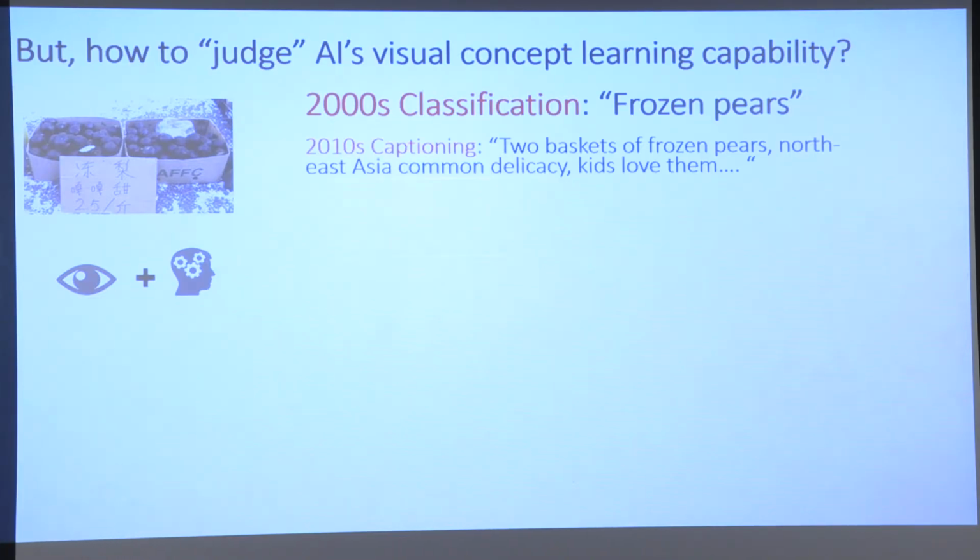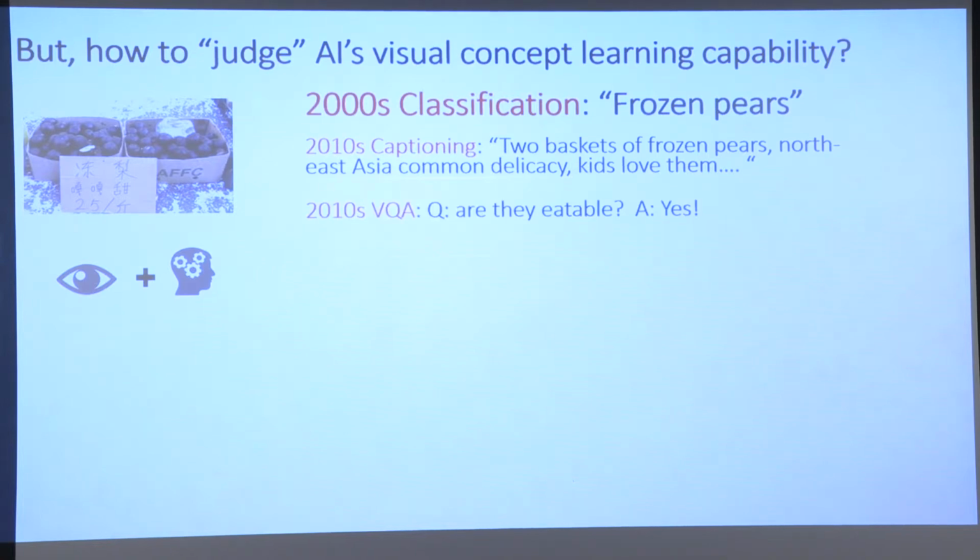Around 2010, that was the time people started to argue, hey, just classifying them does not truly reflect the visual concept understanding of the system. Why not ask the system to generate human-readable descriptions about the images, such as this one, two baskets of frozen pears, Northeast Asian common delicacy, kids love them, and then we judge, based on their generated description, how well they capture the concepts about pears, the concept of the number two, about its origin, and so on and so on.